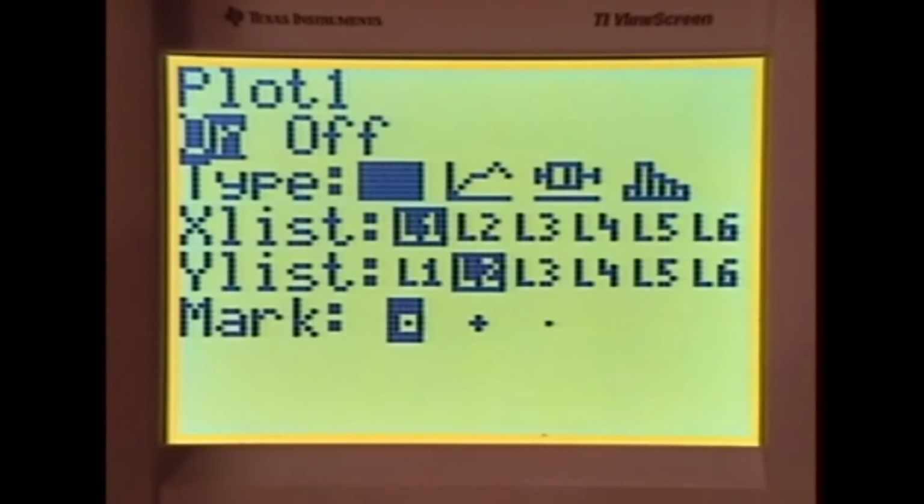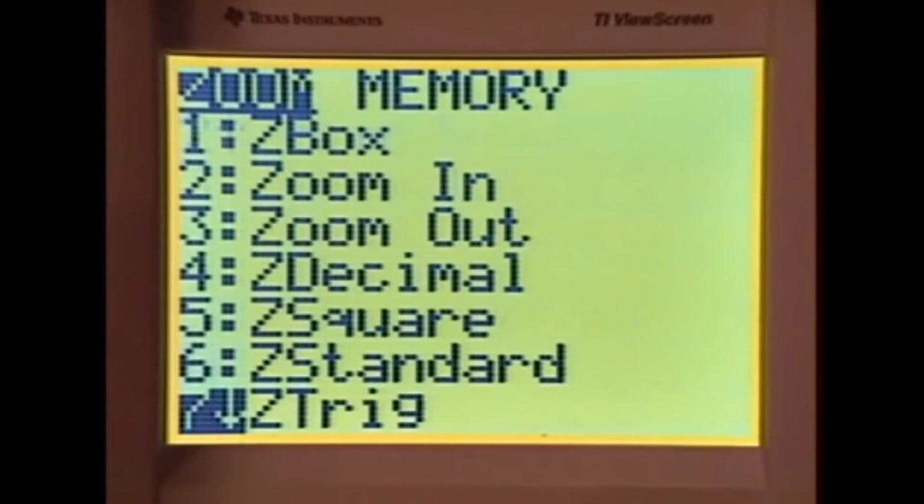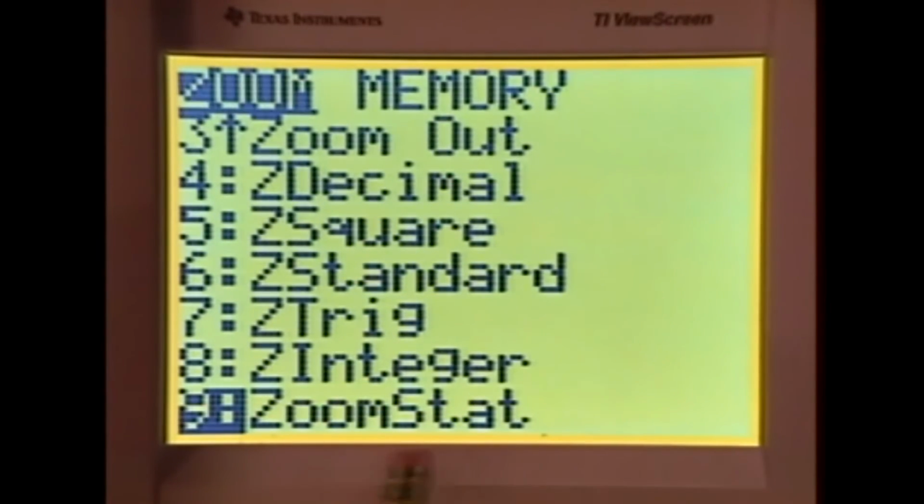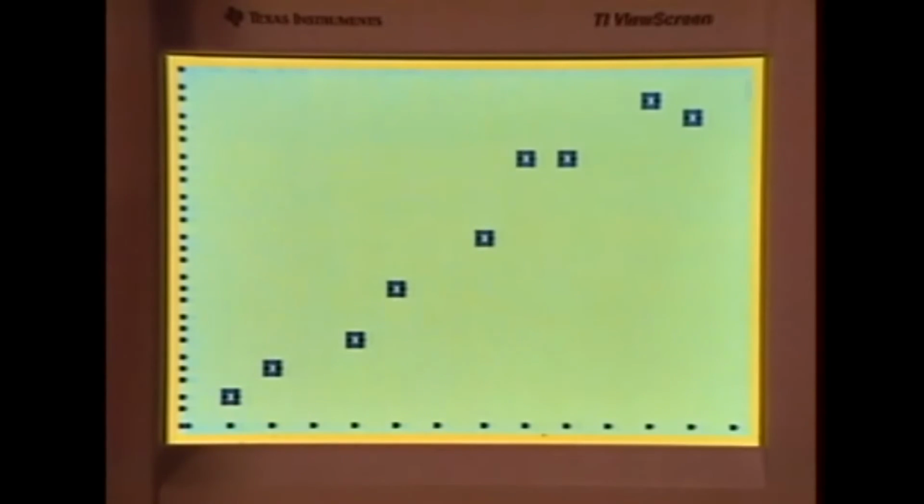If I now want to plot those list values, I go to zoom, and here is where I use the zoom stat. Number 9. Pushing enter, it displays those 9 points. This is called a discrete graph because it corresponds to whole numbers and not a continuous graph. If I suspect a linear relationship, and again, I'll do this a lot in future lessons, the calculator has a built-in regression analysis that will find that best fit line.